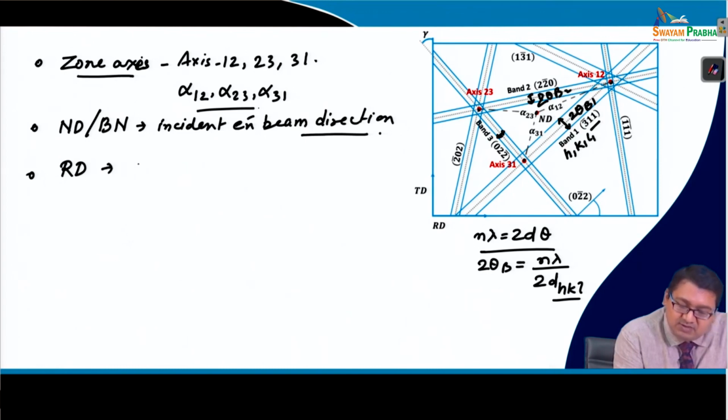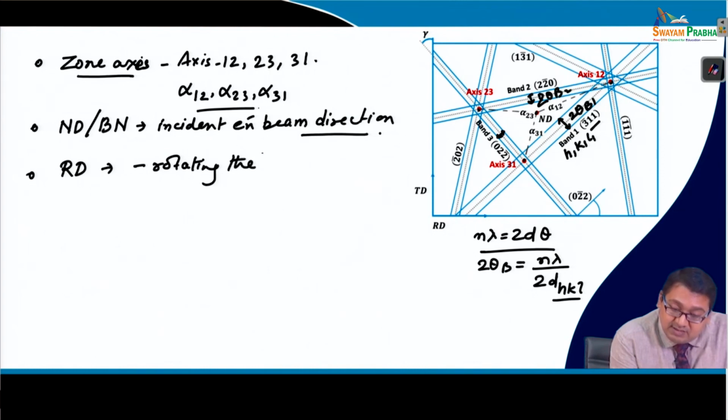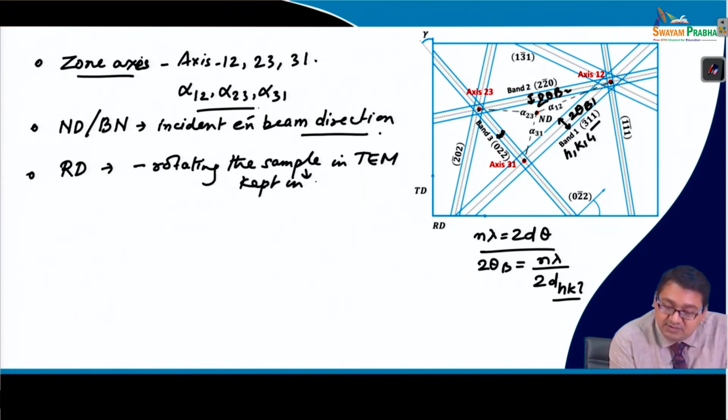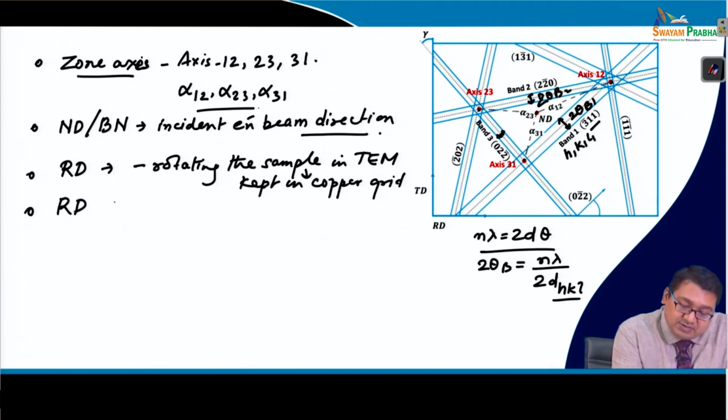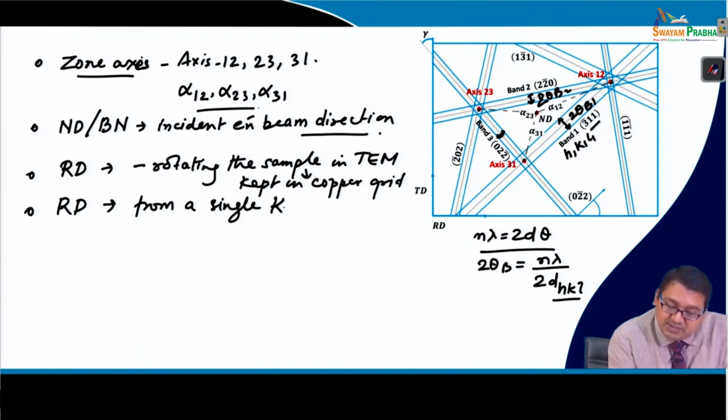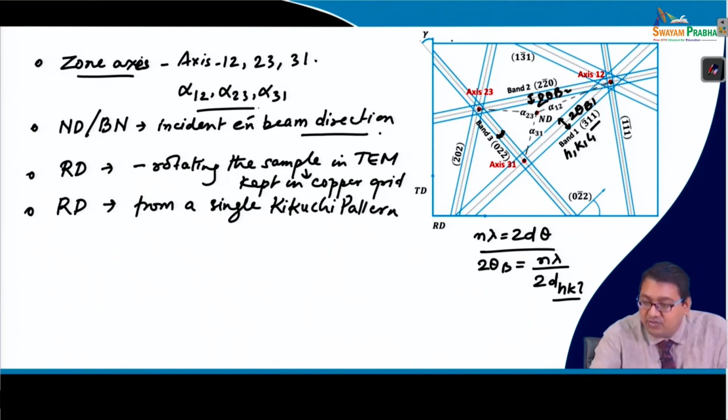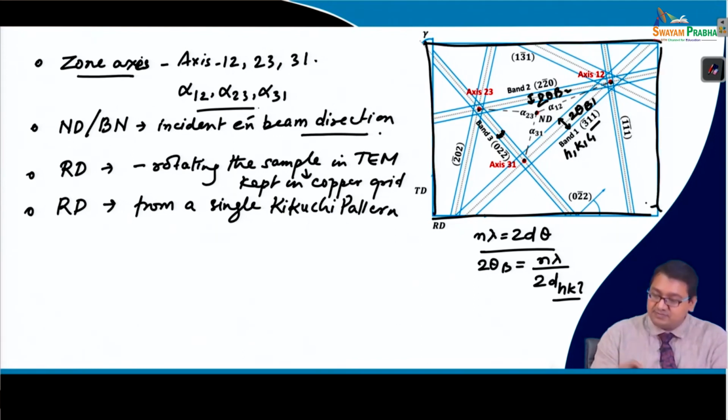in terms of Miller indices of the sample by rotating the sample in a TEM, which is kept in a copper grid. And we will also try to find out RD from a single Kikuchi pattern, that is a single whole Kikuchi pattern, right. So, let us go ahead.